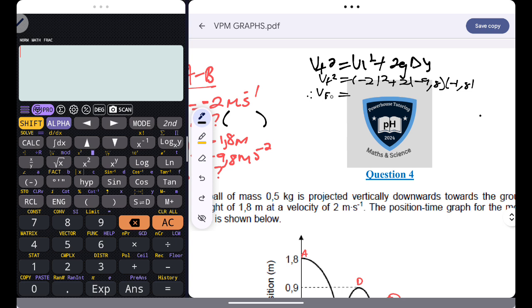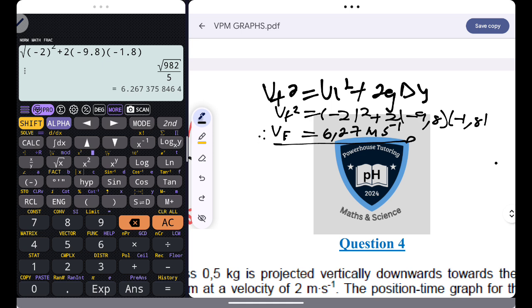So therefore, for Vf, I'll just put everything under the square root: negative 2 squared plus 2 times the negative 9.8 and the negative 1.8. Okay, this will give me 6.27 meters per second altogether. However, guys, please remember that this was a downward velocity. Whenever you put square roots on both sides, your right hand side should say plus or minus. But since we've taken up as positive, that means this will be negative 6.27.